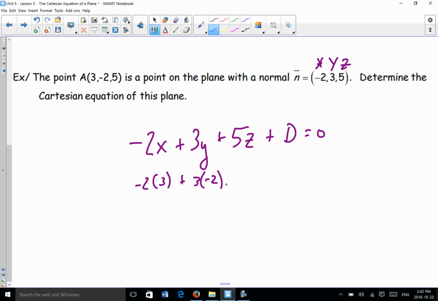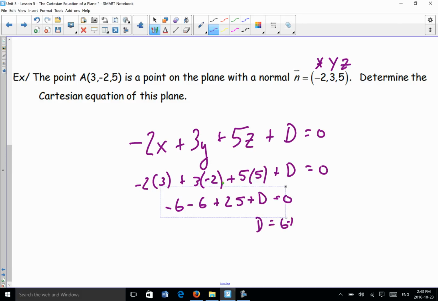negative 2, and 5. So we can solve for d the same way we were solving for c when we were doing Cartesian equations in R2. So we've got negative 6 minus 6 plus 25 plus d. So d is 6 plus 6 minus 25, or d equals negative 13. And so our Cartesian equation, our scalar form of this equation, would be negative 2x plus 3y plus 5z minus 13 equals 0. So no differences, right? Exactly the same as what we did in R2, just doing it in R3.